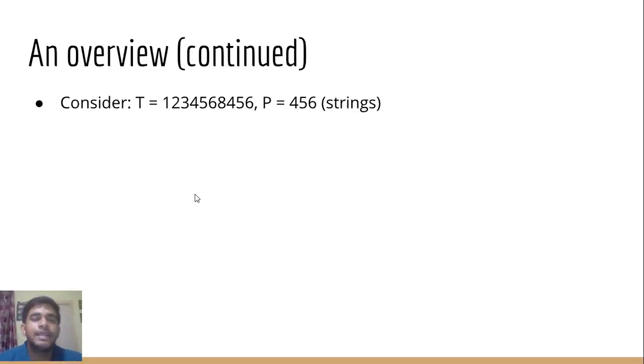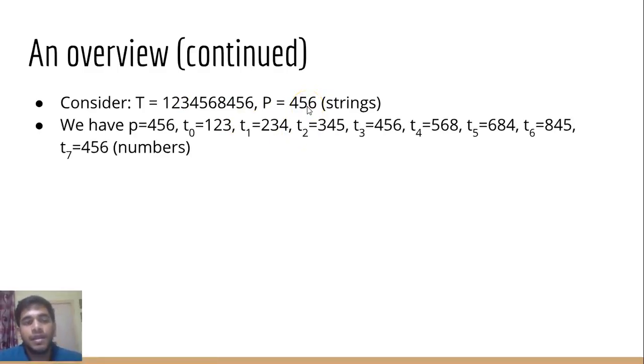Say that text T consists of this string, and we'll have to look for this pattern in this T. These two are basically strings. Now we'll generate these values P, T0, T1, T2, T3, T4 till T7. P is 456, as simple as that. T0 is equal to these three numbers, 123. T1 is 234, T2 is 345, and similarly until T7, which is 456.